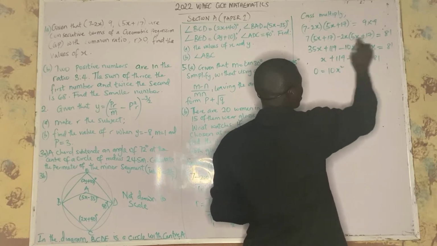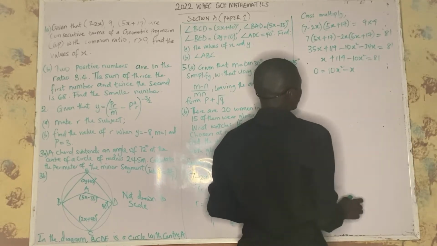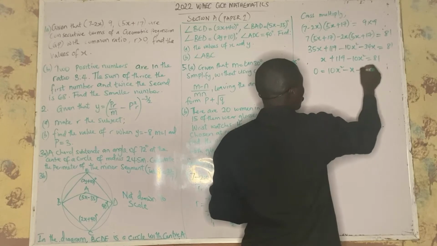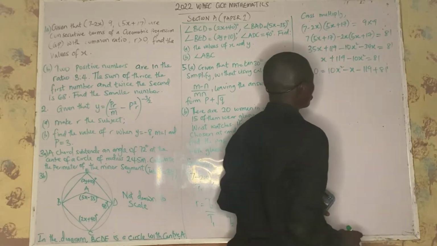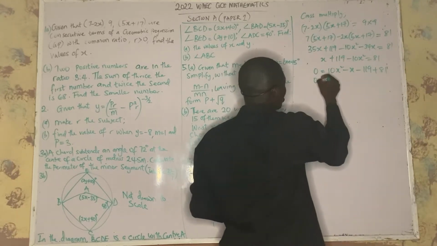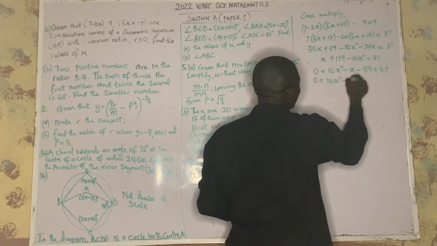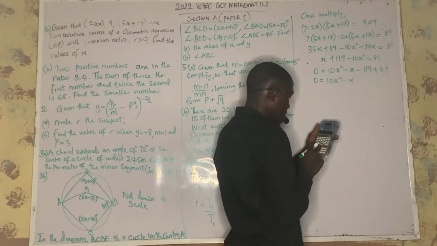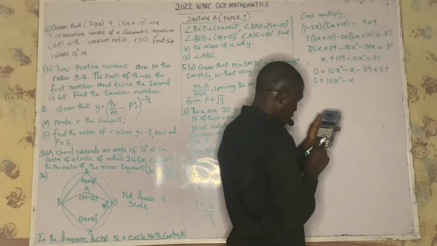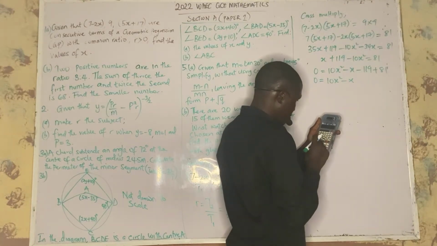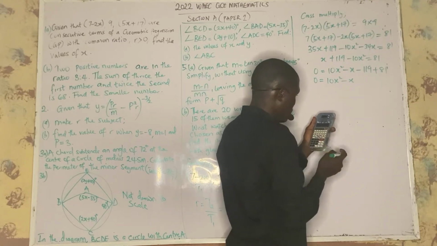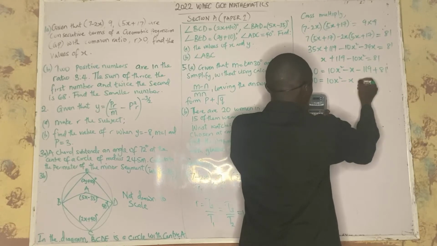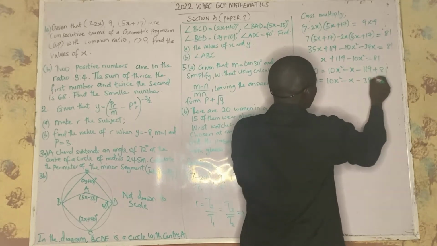Now when you take this one to the other side, it's going to be minus x. When you take 190 to the other side, it's going to be minus 119 plus 81. It's very, very important that you take note of the sign. We have 0 equal to 10x squared minus x, minus 119 plus 81. We are going to have minus 38.